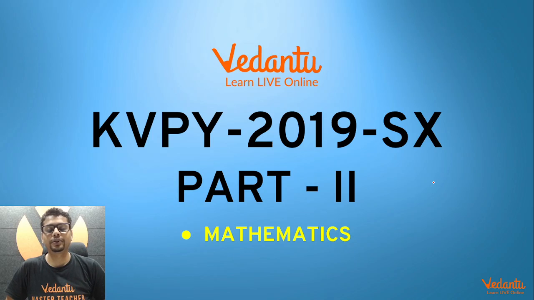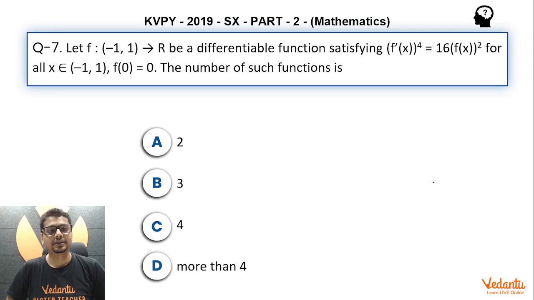We are discussing KVPY 2019 SX Part 2 Mathematics, and the question for this video is this. Let there be a function f, domain being (-1, 1), codomain being all real values, be a differentiable function satisfying (f'(x))^4 equal to 16 times (f(x))^2 for all x in this interval (-1, 1). f of 0 is given to us as 0. The number of such functions is. Here are the options, let's explore.